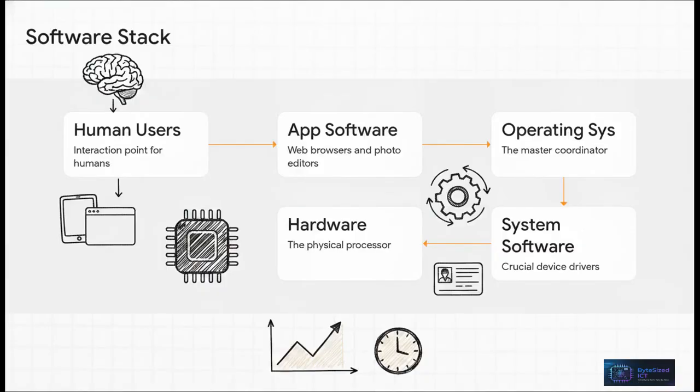If we look at the software hierarchy stack from top to bottom, we can actually map the exact distance a command travels. It starts at step 1, with us, the human users, interacting with step 2, application software, like your web browser or photo editor. But those apps can't just talk directly to the computer's chips. They have to pass the baton down to step 3, the operating system. The OS then relies on step 4, other system software, which is exactly where our crucial device drivers live, before finally hitting step 5, the physical hardware itself. It is a strict, continuous chain of command.